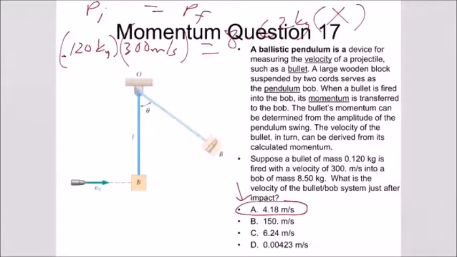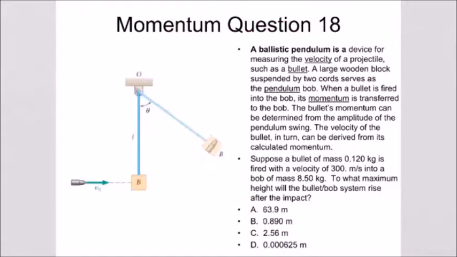Let's move on to problem 18. Problem 18 is also a ballistic pendulum problem. Same setup. This time we want to know to what maximum height will the bullet bob system rise just after the impact. So here's the deal. The bullet hits the bob. A lot of the kinetic energy is converted to heat, sound, and so on. But the bullet bob system still has some kinetic energy. After that collision, the kinetic energy here, as the bob swings, is converted to gravitational potential energy.